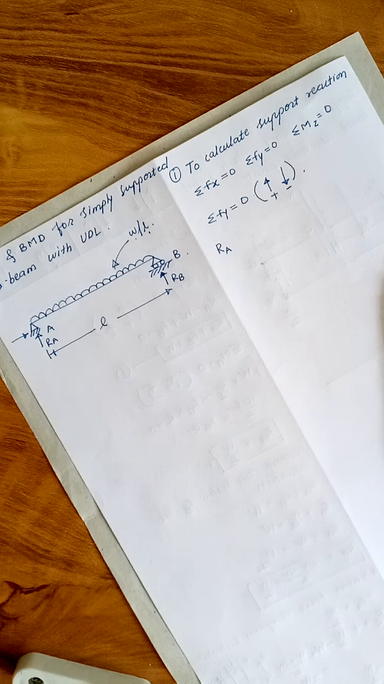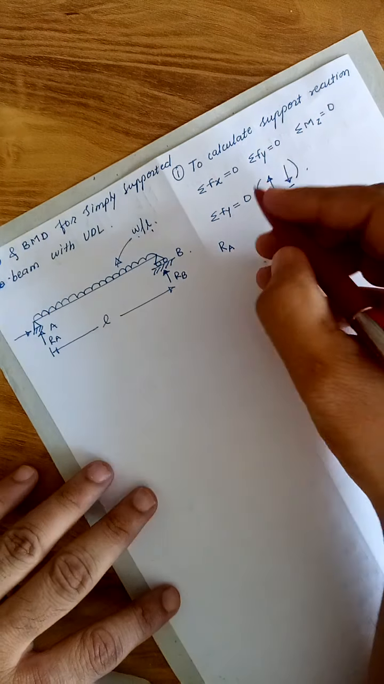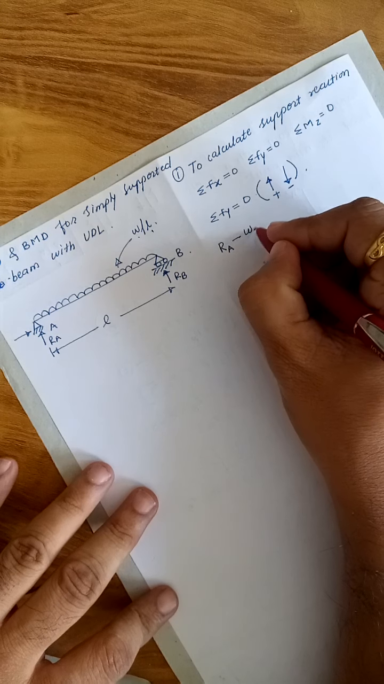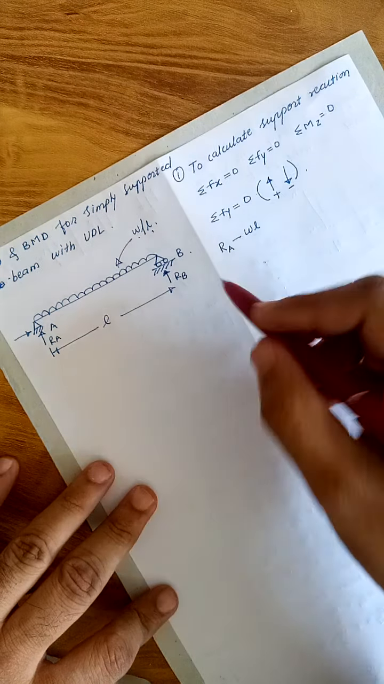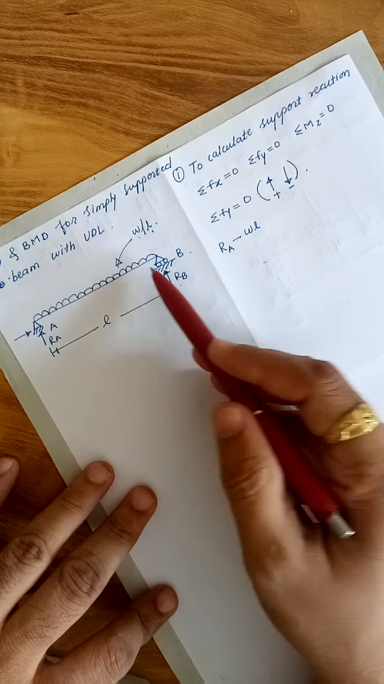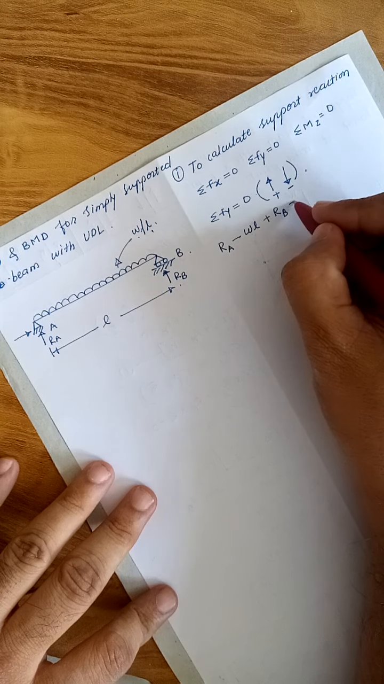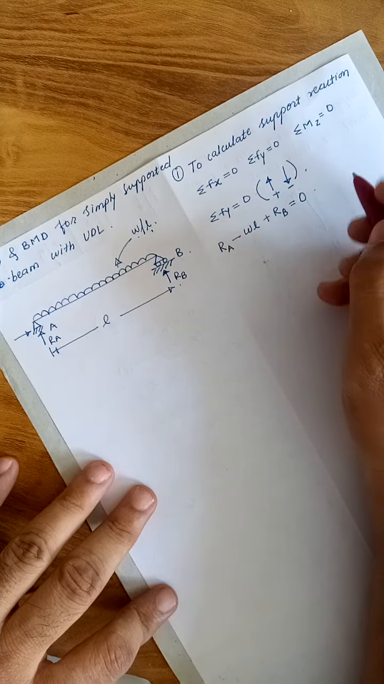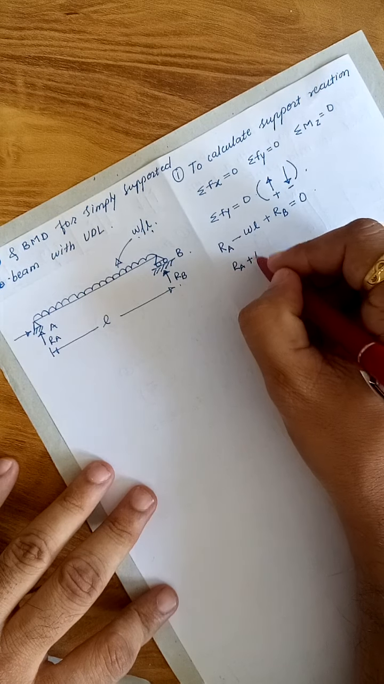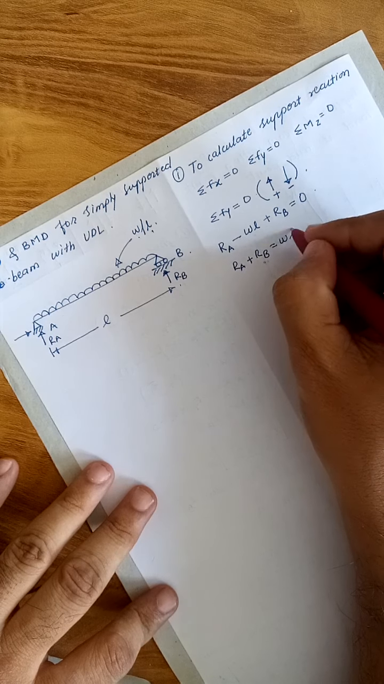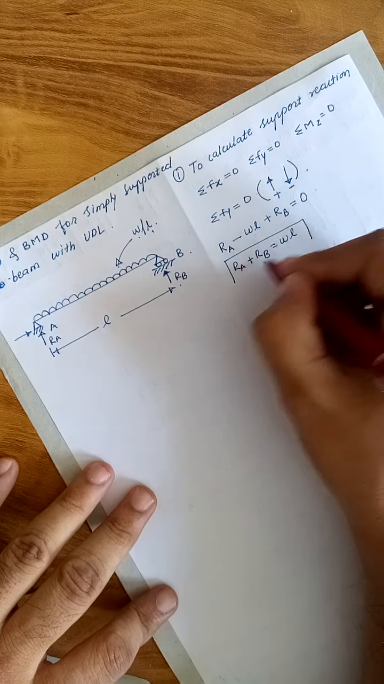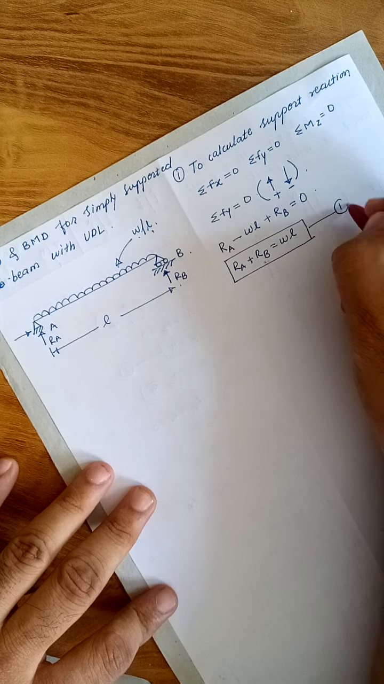It is acting in a downward direction, so the total load will be W multiplied by L, and it will be considered negative, so that is minus W into L. Again there is RB, which is acting in an upward direction, so it will be considered positive. This is equal to 0. So RA plus RB is equal to WL. This is a very basic equation we got for the calculation of the support reactions.